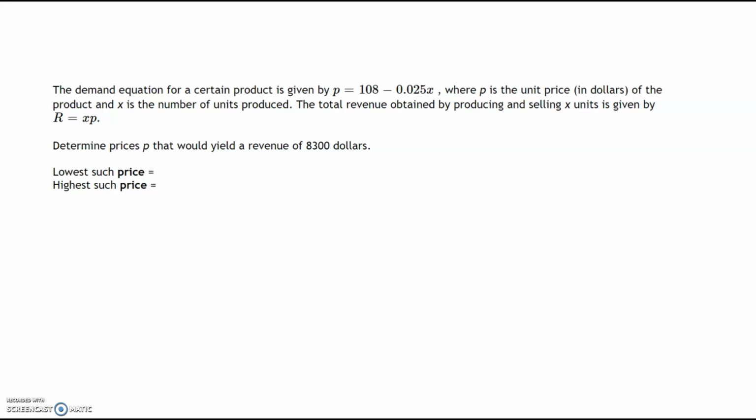Okay, so we want to find the lowest such price, the highest such price for a revenue function, given the price per product. Without trying to make sense of all of it, we just focus on the parts and then maybe later talk about the overall piece.